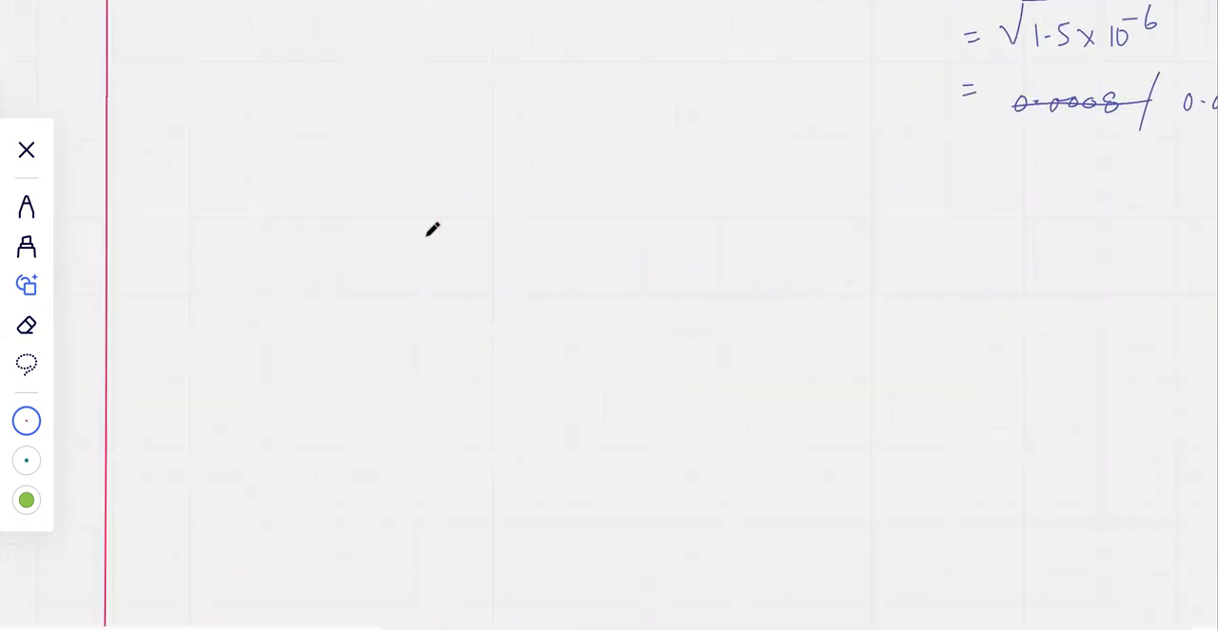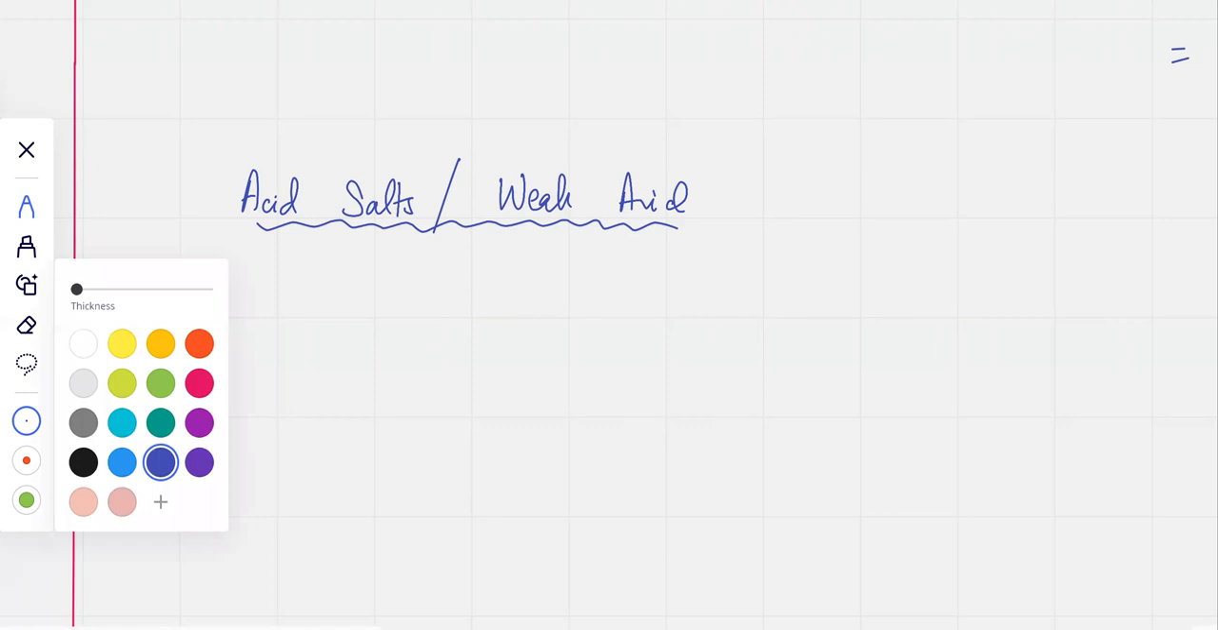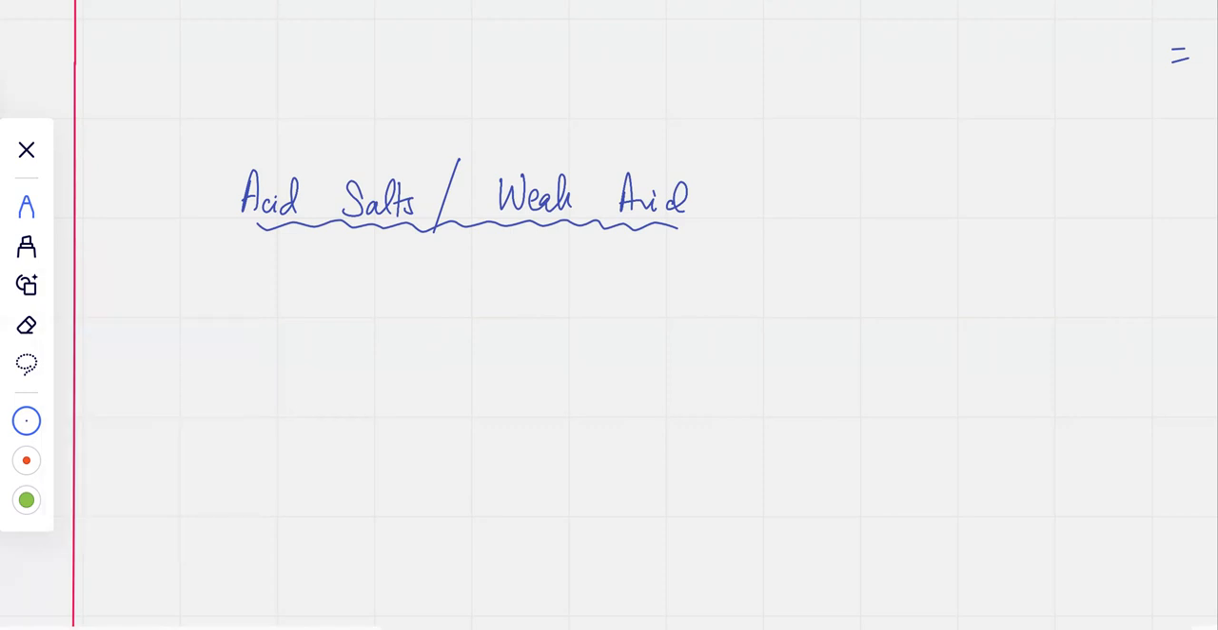So what are acid salts? Remember, they are also a weak acid. Now, an acid is anything that produces H plus 1 ions. That's what an acid is. Whenever it produces H plus 1, that's an acid.